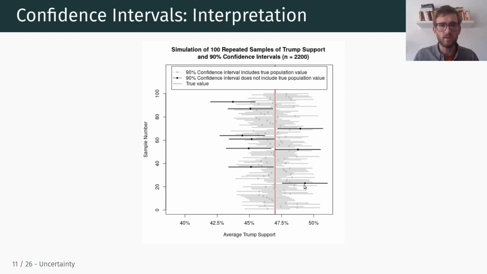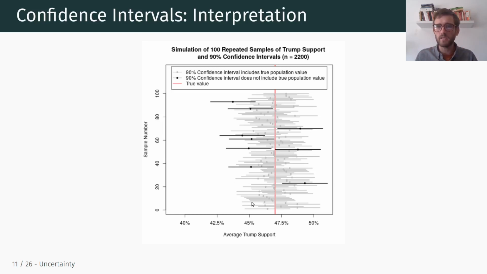So the 90% confidence interval tells us the proportion of repeated samples whose confidence interval includes the true population parameter, which is different from the probability of one specific confidence interval including the true population parameter. This specific confidence interval doesn't include it. This one does, right? This is 0 or 1, but across repeated samples, 90% of them do, okay? And that's basically the key to understanding how to interpret confidence intervals, okay?